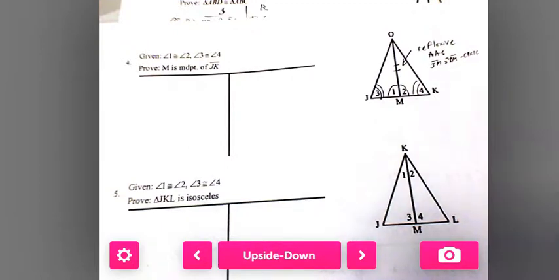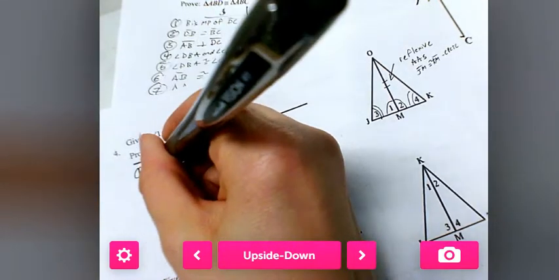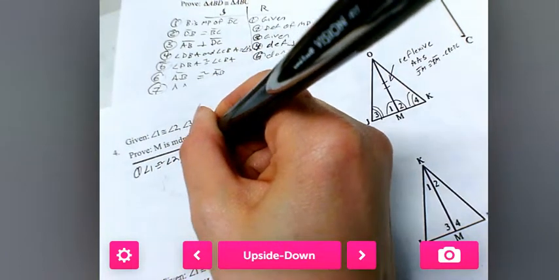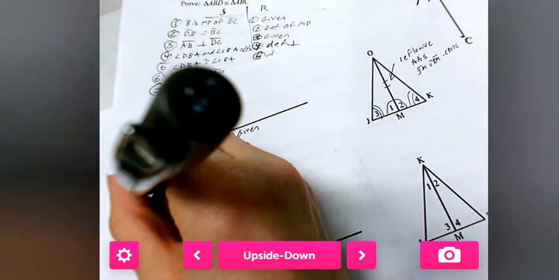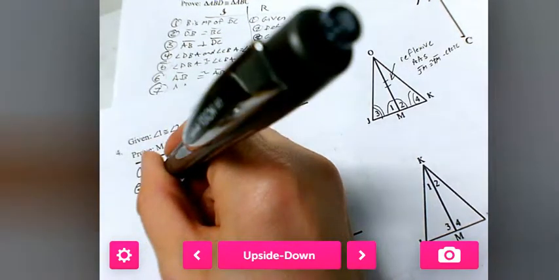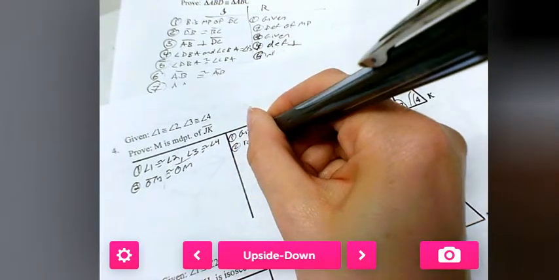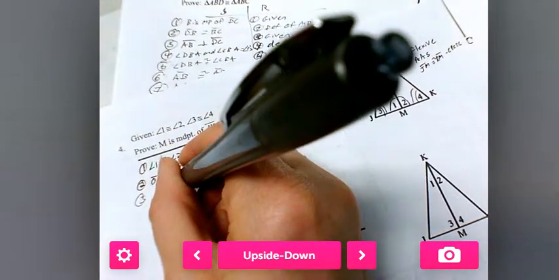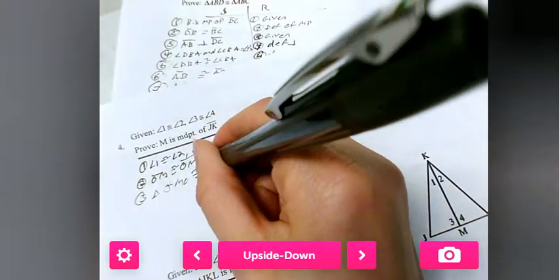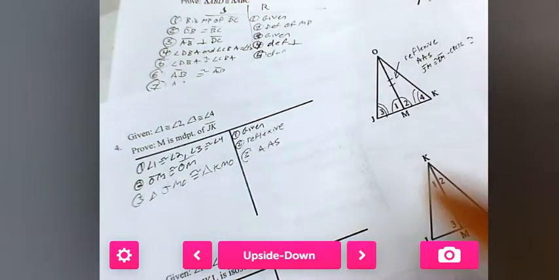We ready? Okay. Angle 1 is congruent to angle 2, and angle 3 is congruent to angle 4. We've got given. 2, OM is congruent to OM, reflexive. 3, triangle JMO is congruent to triangle KMO by angle side. So far so good?